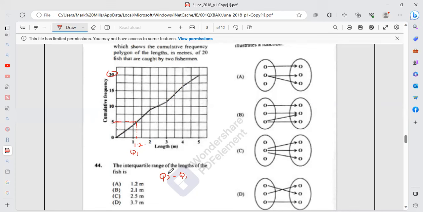I want to find the upper quartile. The upper quartile would be 3/4 of the data. When you find 3/4 of 20, you get 15. So go to 15 and go down again. Basically here you are getting 3.7. So how do I work this out? This is Q3. So it would be 3.7 minus 1.2. That gives 2.5 as my answer. So my answer would be C.